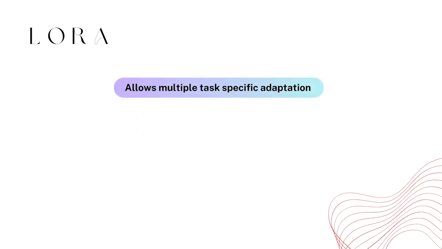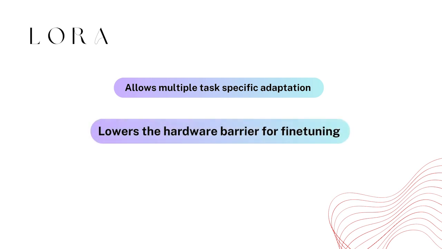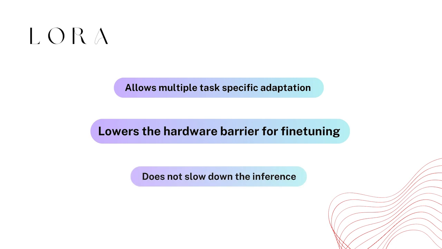LoRA has several key benefits. First, it allows multiple task-specific adaptations while keeping the core model unchanged, reducing storage requirements and making task switching much more efficient. Second, it lowers the hardware barrier to fine-tuning since only a small subset of the parameters needs optimization. Third, unlike methods such as adapters, LoRA does not slow down inference because the updated matrices can be merged with the frozen pre-trained weights.